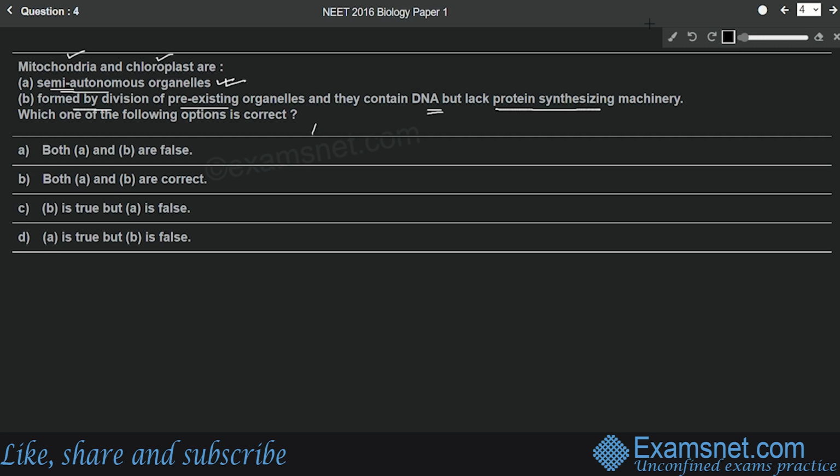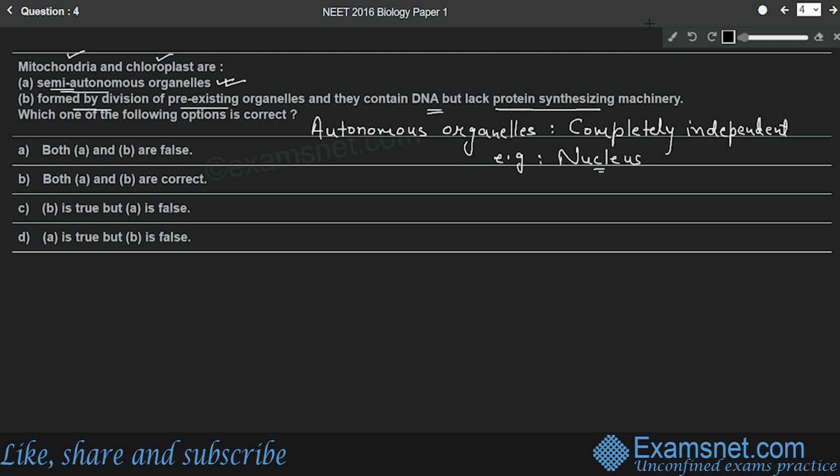So what are autonomous organelles? These are the organelles which are completely independent. That means they do not require the help of any other organelle for any of their function. And there is only one fully autonomous organelle, that is the nucleus. So the example is nucleus because it does not depend on any other organelle for any of its function.